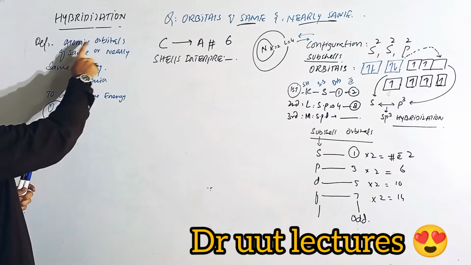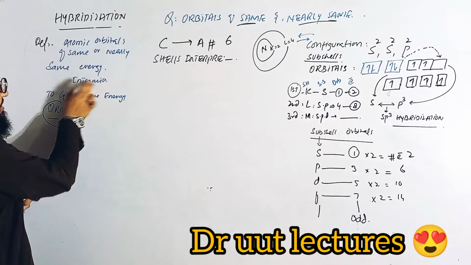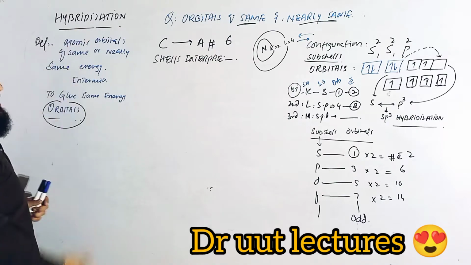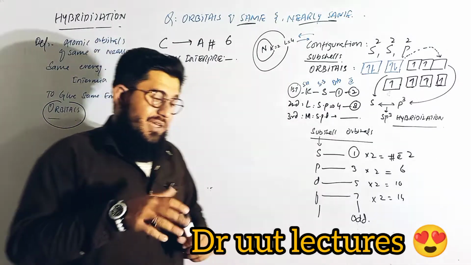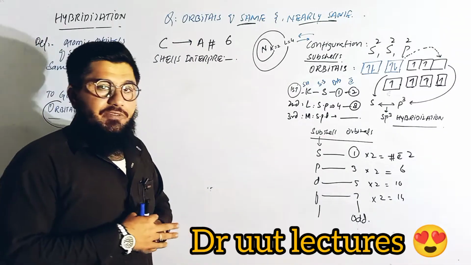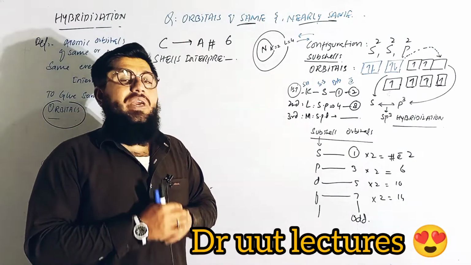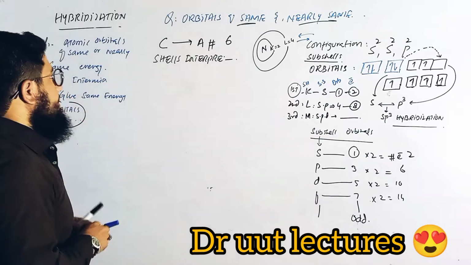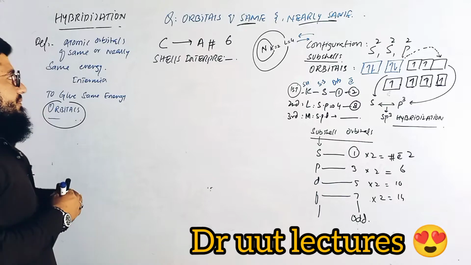The definition is: atomic orbitals of same or nearly same energy, when they intermix, give us same energy orbitals. This mechanism is known as hybridization. The definition is a little bit difficult for you guys now. Well, as I go on explaining the definition to you, the topic will become very easy for you. Yes, I guarantee this is going to become easy for you. Well, first of all, let us crack the definition. Let us understand the definition first of all.